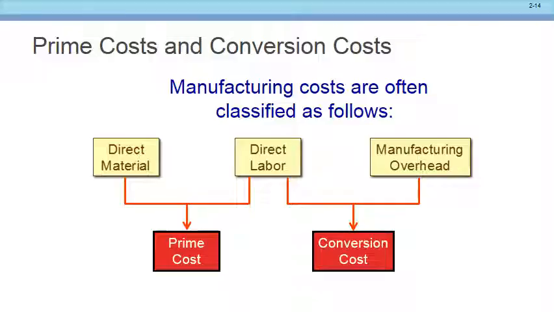Direct labor has a leg in each of these. It's a prime cost because you can't make the product without it, but it's also conversion cost because it does convert the raw material into the final product, right? Okay, so direct labor has a leg in each, prime and conversion. Manufacturing overhead is just a conversion cost. Direct materials just a prime cost.